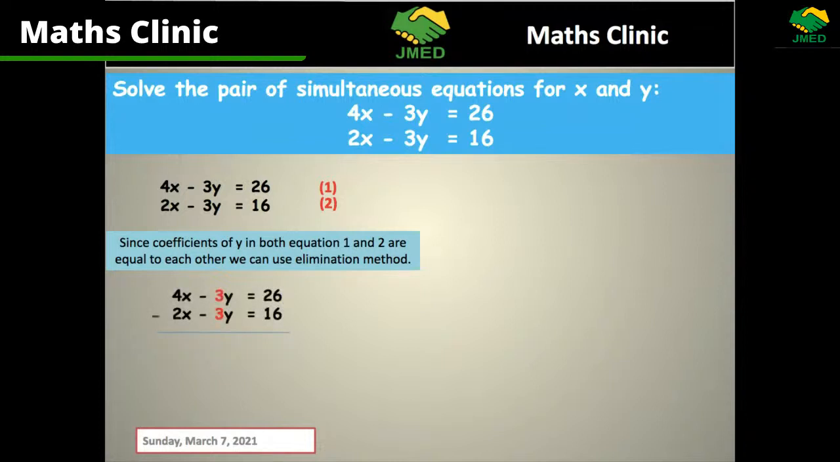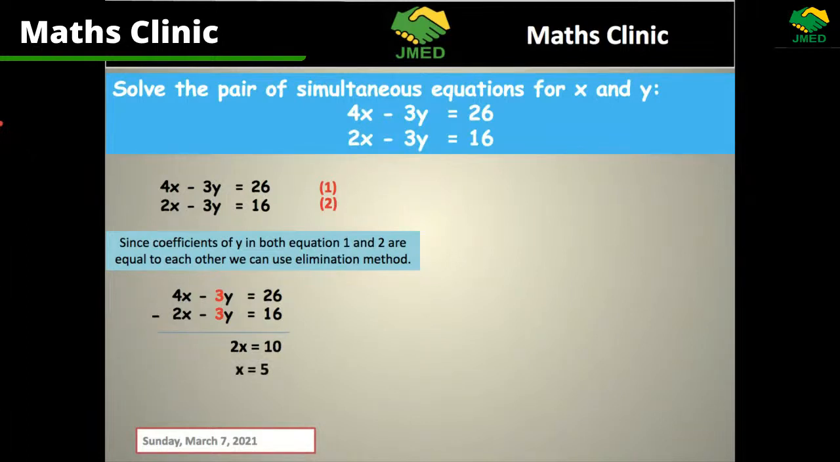So again, we put that subtraction in. We do 4x take away 2x is 2x. Because the coefficients are the same, when we subtract, we should get 0. 26 take away 16 is 10. So let's rewrite that. So 2x equals 10. Remember, 4x take away 2x is 2x. Minus 3y take away minus 3y is 0 because the coefficients are the same. And 26 take away 16 is 10.